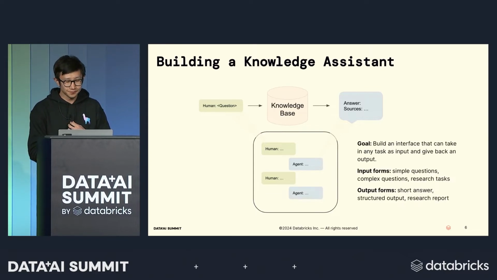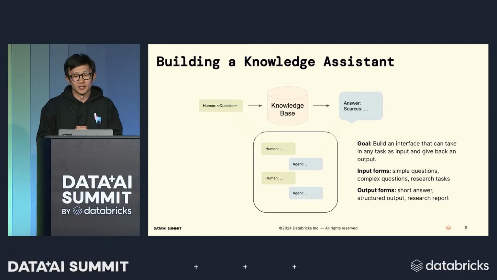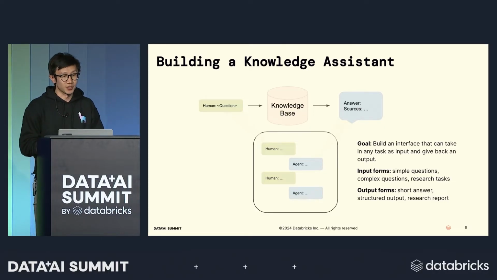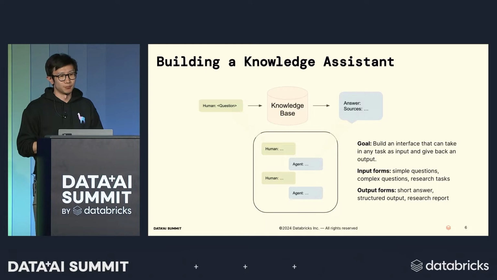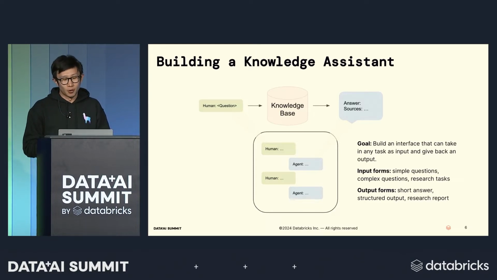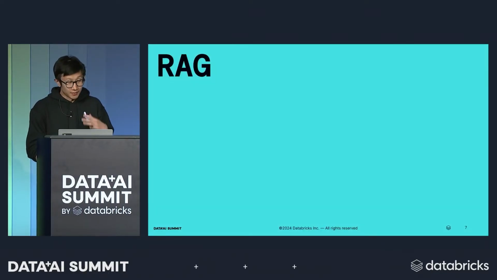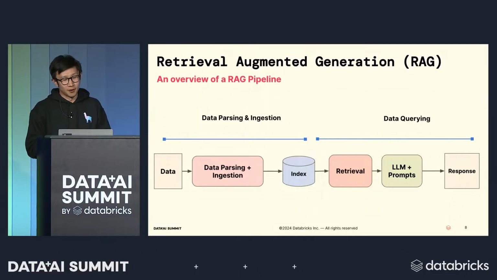So, as mentioned here, build an interface that can take in any task as input and give back an output. The input forms could include very simple or pointed questions about specific pieces of the data. It could include complex questions like multi-part questions. It could also include longer running research tasks. The output forms could include short answers, a response in a simple paragraph. It could return a structured output, or it could return an entire research report. So that's the overall goal, right? And we'll talk about RAG and how it fits in.